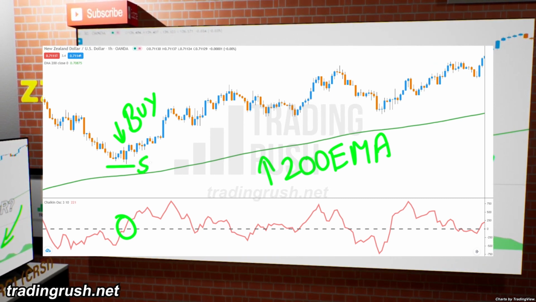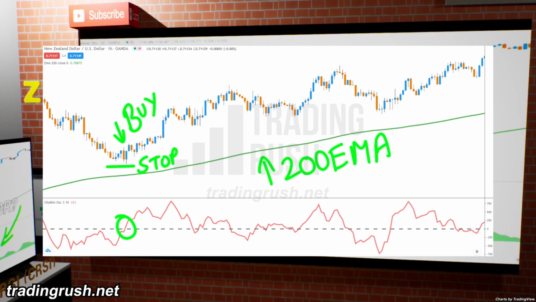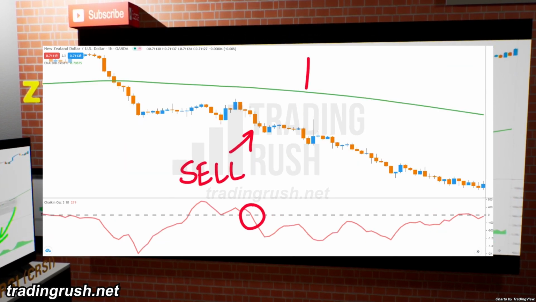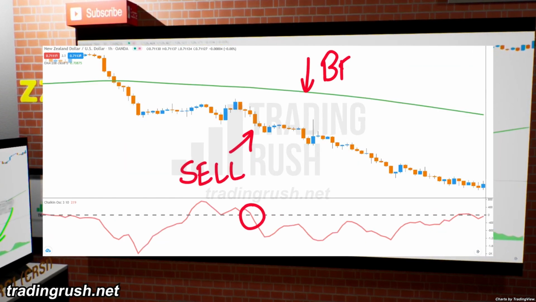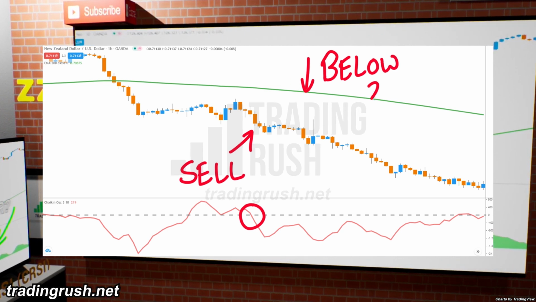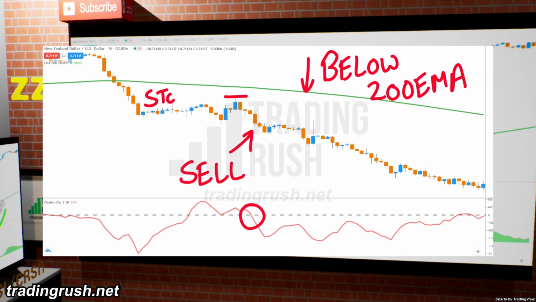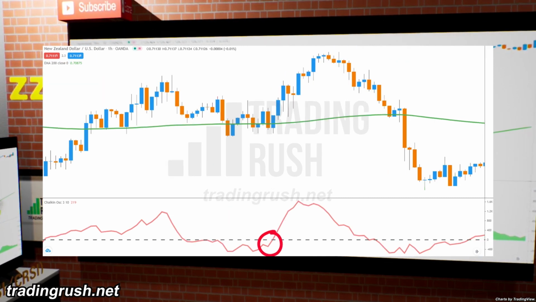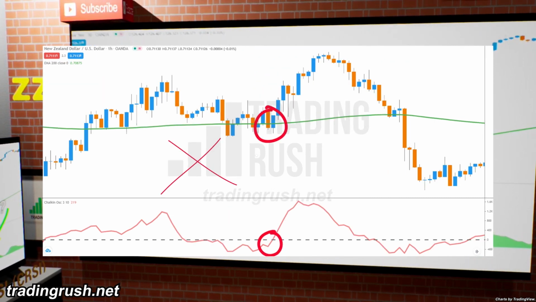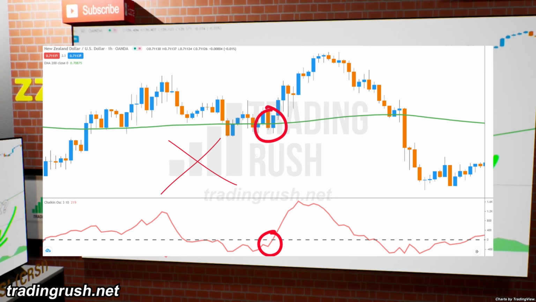As for the stop loss, you can set it below the pullback. And sell when the Tchaikin Oscillator crosses below the zero line, and if price is below the 200 EMA. Stop loss is above the pullback. Furthermore, in both of these setups, the entire candle has to be above or below the 200 period moving average.